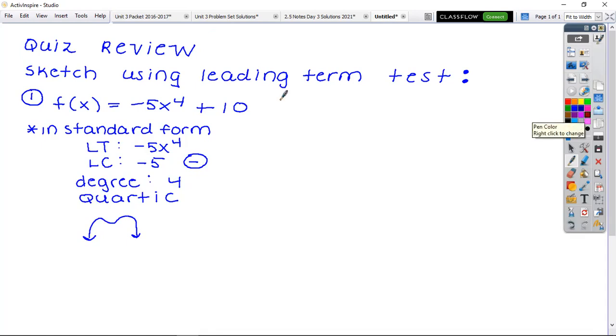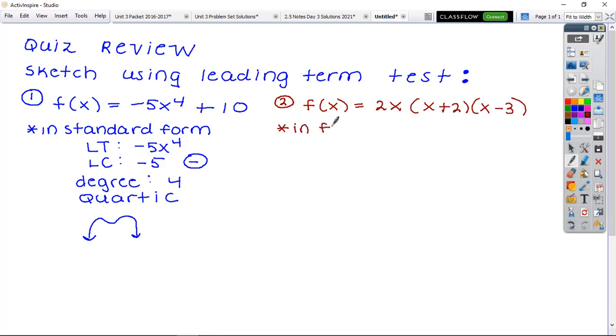So for this one, I'll use f of x again. F of x equals 2x times x plus 2 times x minus 3. Okay. What form is this one in instead? Good. This one is in factored form, which means your procedure is a little bit different.